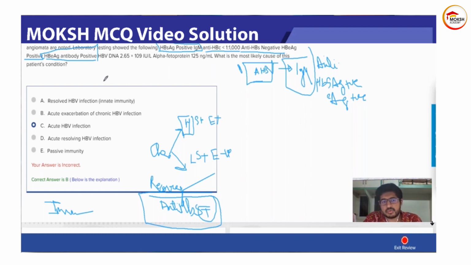So now we'll come to the diagnosis. Basically, they're talking about a chronic case, and they're telling about acute also. So I feel this is acute on chronic exacerbation. So coming to this, we come to option B.